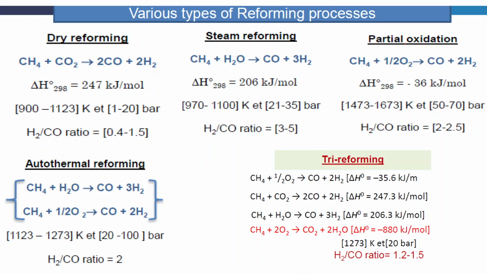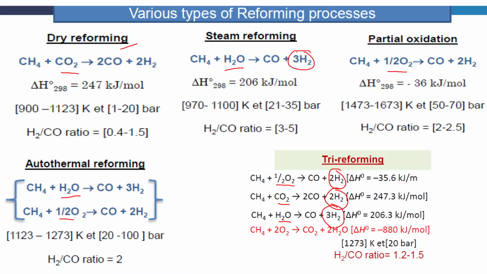Hydrogen is produced by various types of reforming procedures, as we have studied earlier. The dry reforming procedure, in which methane reacts with carbon dioxide, then steam reforming, in which it reacts with steam, then partial oxidation, where it reacts with a limited amount of oxygen, then autothermal reforming, which is a combination of steam methane reforming and partial oxidation, then tri-reforming, which is a combination of partial oxidation, dry methane reforming, and steam methane reforming. So in all these reforming reactions, one thing is common: they produce hydrogen.